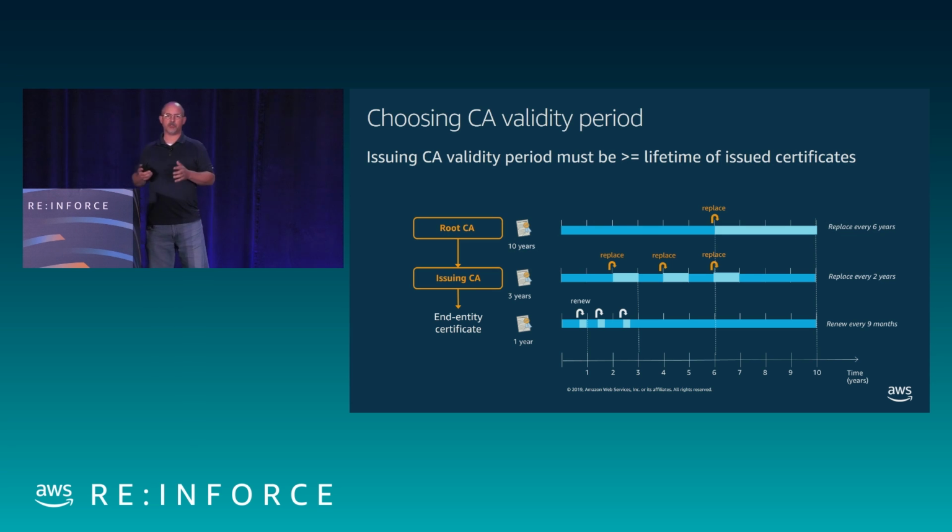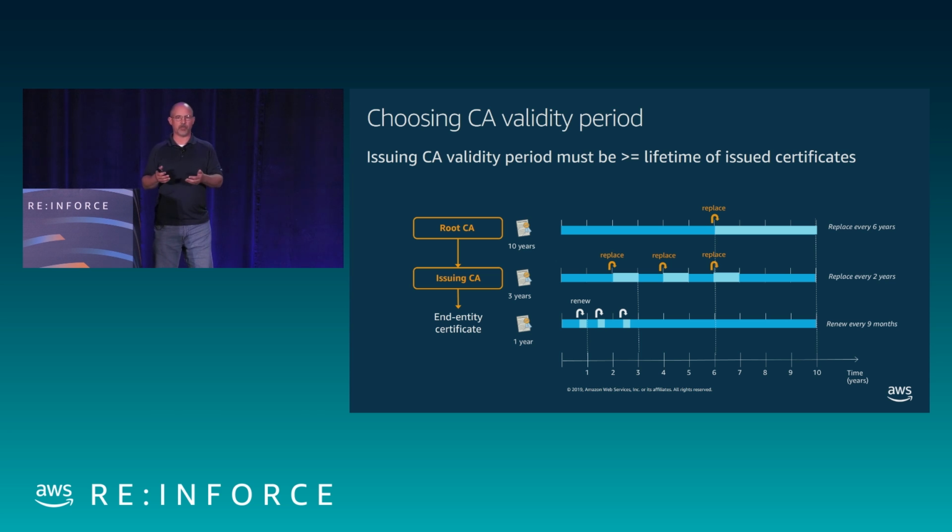Next, I want to talk about choosing the CA validity period. This is how long the CA lasts. The CA certificate has a validity period like any other certificate, and we want to think carefully about how we set that. The one constraint that we impose, and most CAs impose, is that CAs cannot and should not issue certificates that last longer or have a longer validity period than they do. And ACM Private CA enforces this constraint.